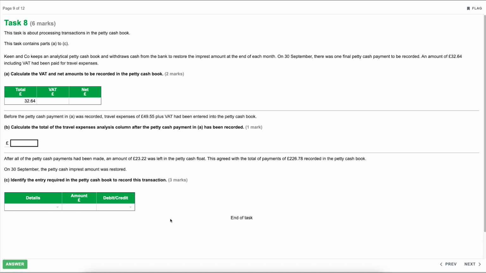Now I know that there are other methods that you can use. We can divide by 6, etc. I appreciate there's other methods. If you're comfortable with those, stick with them. That's absolutely fine.